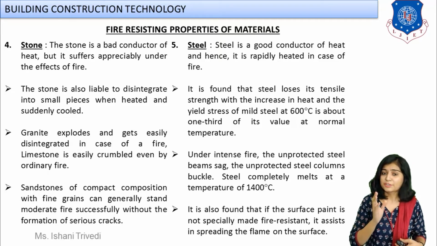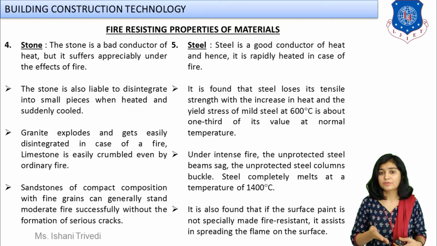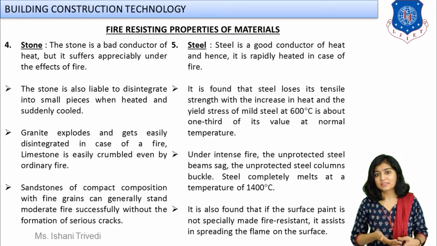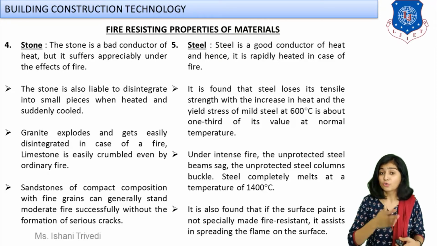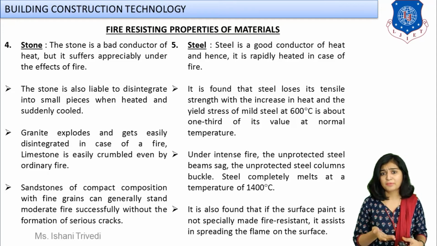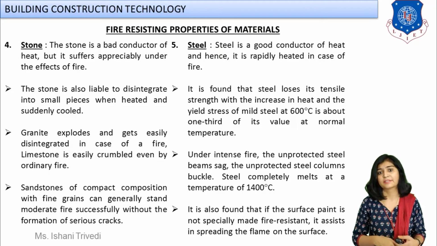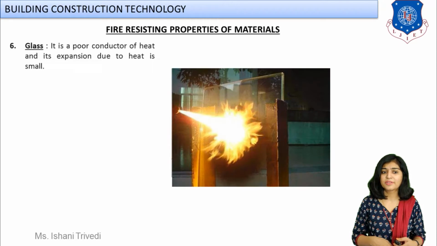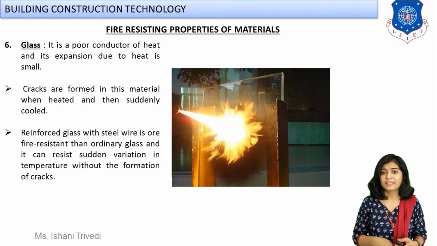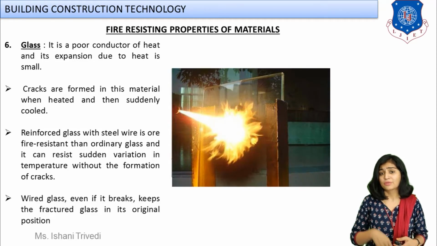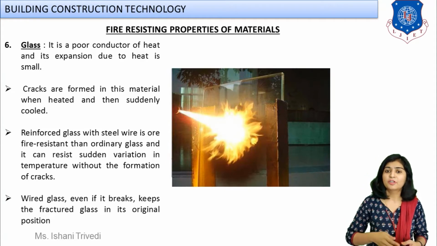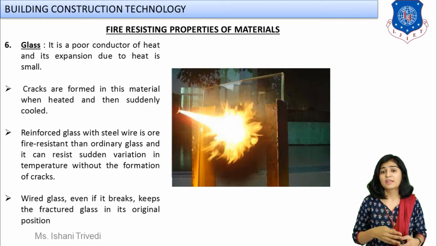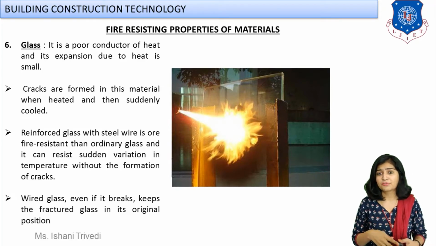So cover is to be provided if steel reinforcement is provided. If there is a steel structure, then on top of that, a coating of necessary paint can be provided to make it fire resistant. Okay students, so next we are going to discuss the material glass. Now glass is provided in the form of windows, doors, sometimes wardrobes, right? So there are lots of uses of glass.